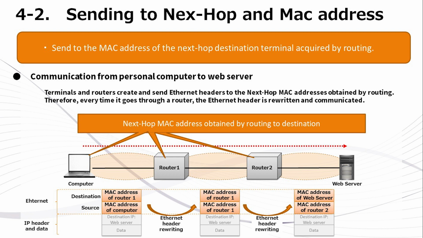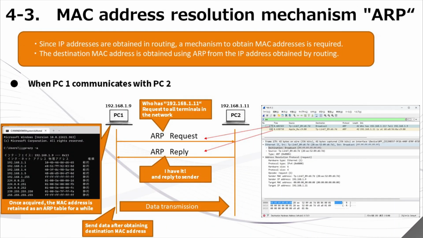Also, as explained, the MAC address represents a destination on that network. Therefore, the MAC address of the destination changes when passing through a router. As shown in the figure, the Ethernet header is changed for each network and transmitted to the final destination. In this way, communication is realized by obtaining the destination MAC address from the destination IP address, constructing the Ethernet header, and transmitting it. Next, we will understand when and how the MAC address of the sending party is obtained.